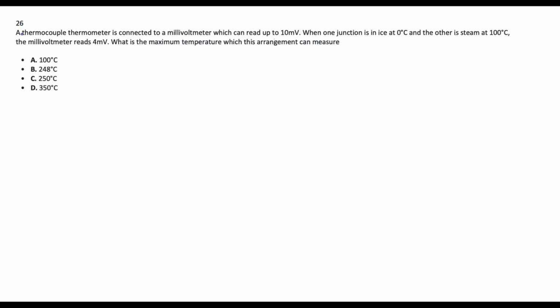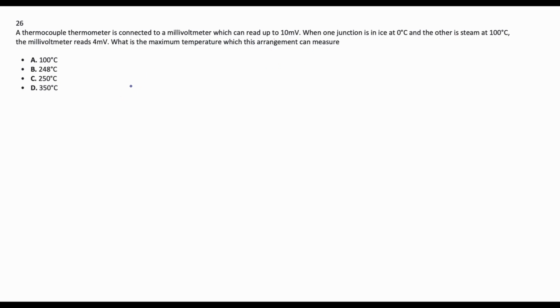Question 26 says a thermocouple thermometer is connected to a millivoltmeter, which can read up to 10 millivolts. When one junction is in ice at 0 degrees centigrade and the other is in steam at 100 degrees centigrade, the millivoltmeter reads 4 millivolts. What is the maximum temperature which this arrangement can measure?